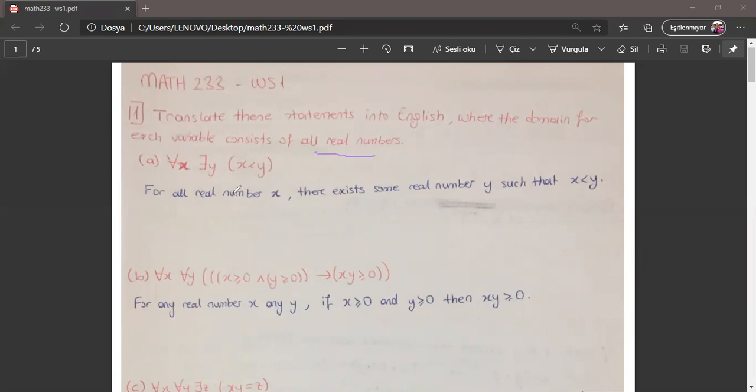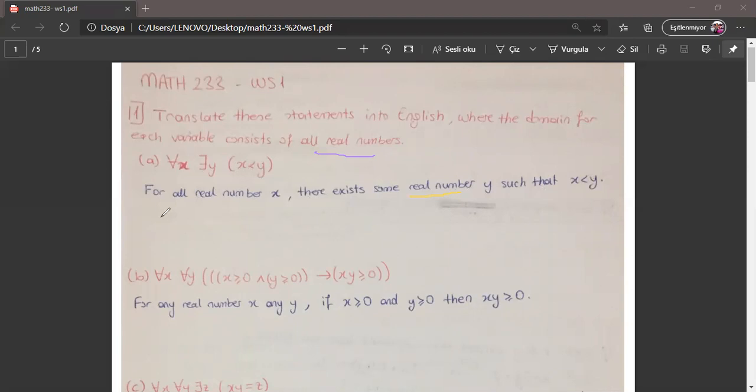So what's the translation? It means for any real number X, as the domain is real numbers, there exists some real number Y. Y is also a real number because the domain is the real numbers. So the Y that will be found should be in real numbers. So for any real number X, there exists some real number Y such that they satisfy this inequality: X is less than Y.